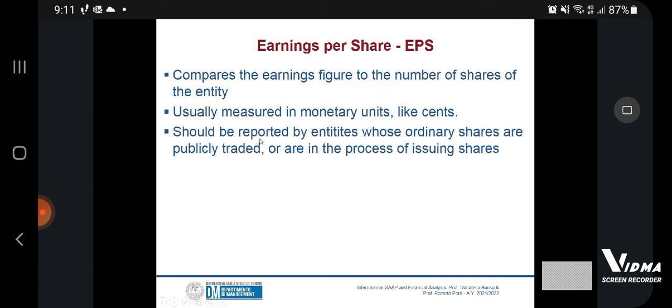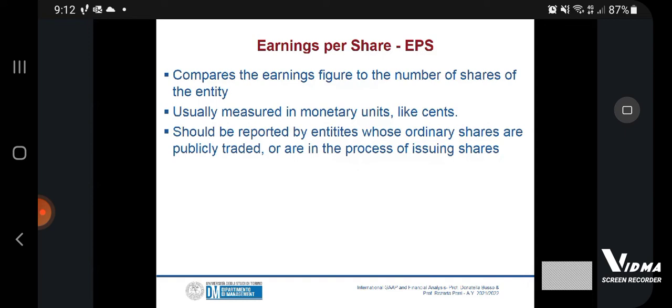Actually, this figure should be reported by those entities that have ordinary shares publicly traded or are in the process of issuing shares. That is, earnings per share is not mandatory, is not required to be calculated by companies that are not quoted in stock markets. If they are not public, if they are not selling shares in public stock exchanges, it is not a requirement for them to calculate and publish the amount of earnings per share.